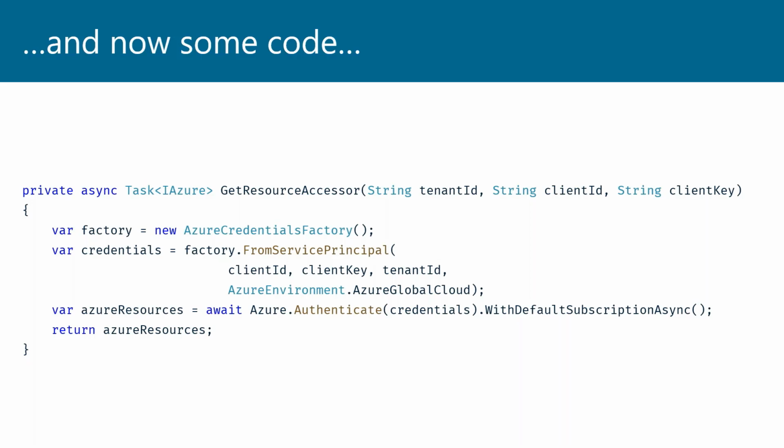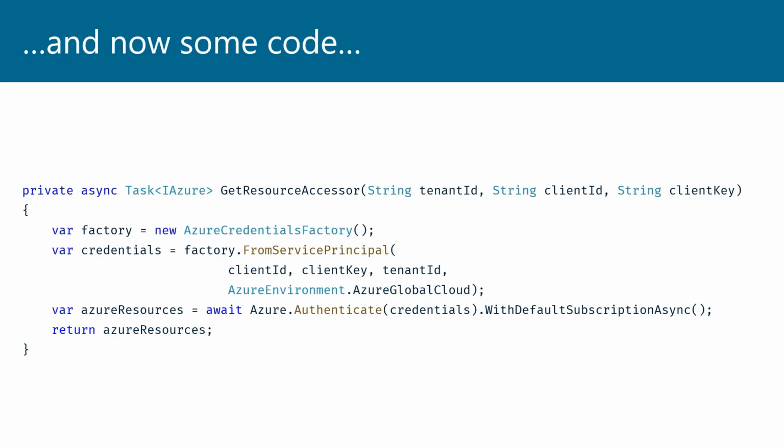Then I can call Azure and authenticate with those credentials for the subscription that I want to work with. And this will give me a handle that I can use to access the resources in Azure to which this service principal has been granted permissions to work with.